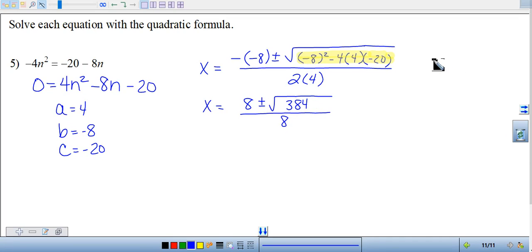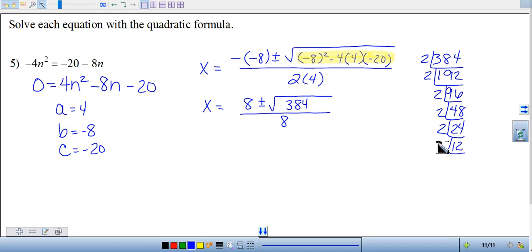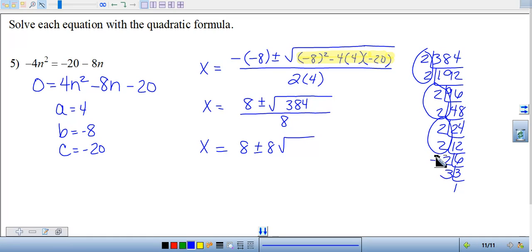Now 384, again, that's large enough that I need to break things down. Divide by 2, and that gives me 192. 2 will also go into 192, 96. 2 into 96, 48. 2 goes into 48, 24. 2 goes into 24, 12. 2 into 12 is 6. And 2 into 6 is 3. And 3 and 1 ends this prime factorization. So what comes out? I have 3 2's. 2 times 2 times 2 gives me an 8 on the outside of my radical. I have both a 2 and a 3 that remain inside. They have to multiply back together, so that gives me 6.